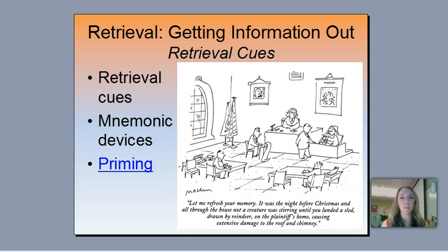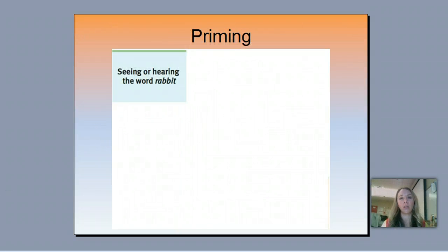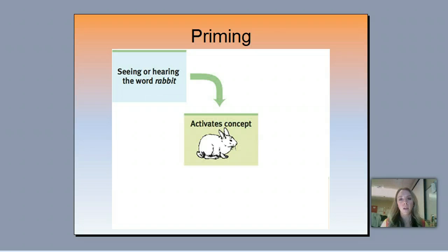So here's an example of priming. If I were to see or hear the word rabbit, so either someone said rabbit or I see the word rabbit, that would activate this concept in my mind, right? Versus if I were to see or hear the word hare, H-A-R-E, it might activate a picture of a hare or a picture of a rabbit. But if I said the word rabbit, this was the word where the picture would come up.